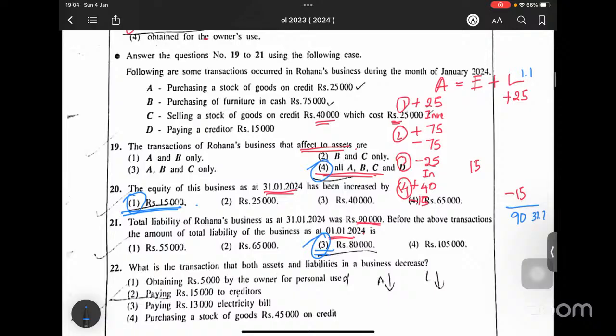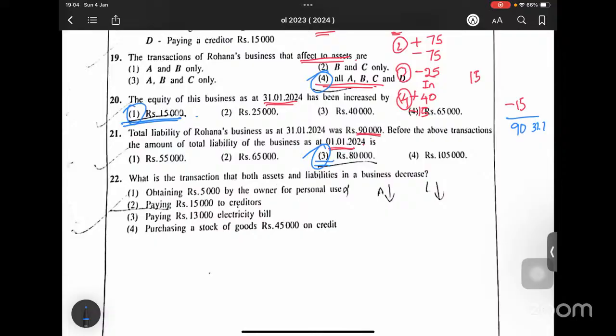What is the transaction in which both assets and liability in a business decrease? Here they are asking that assets and liability both will decrease. Obtaining 5,000 by the owner for personal use, that is drawing. Drawing will affect the equity, so that is not the answer. Paying 15,000 to a creditor: when you pay 15,000 to a creditor, cash will go out and liability will decrease by 15,000 because the creditor goes out. So that is the answer.